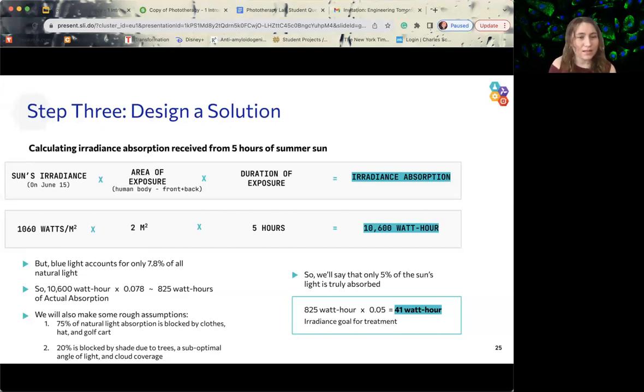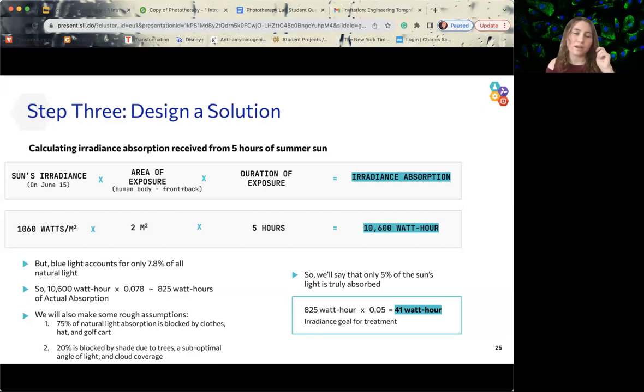So in this case, we're going to assume that the sun's irradiance is going to be June 15th, okay? So we're going to have 1060 watts per meter squared. That's the value we're going to utilize throughout this. In general, the sun will change depending on the day of the year, but that's just the value we're going to assume for this case, all right? Area of exposure. Naturally, each person is of a different size. Every person has different coverage, but we're going to assume in this case 2 meters squared, okay? And then the duration of exposure based on our patient information is going to be 5 hours.